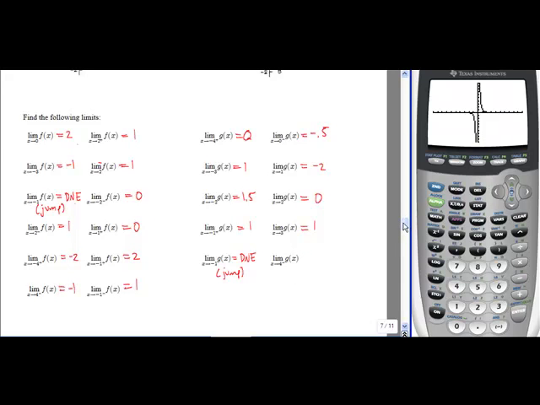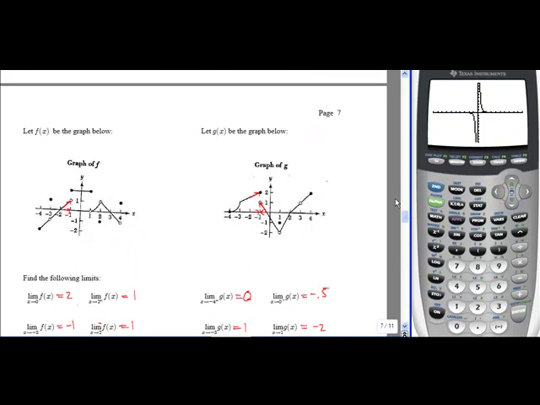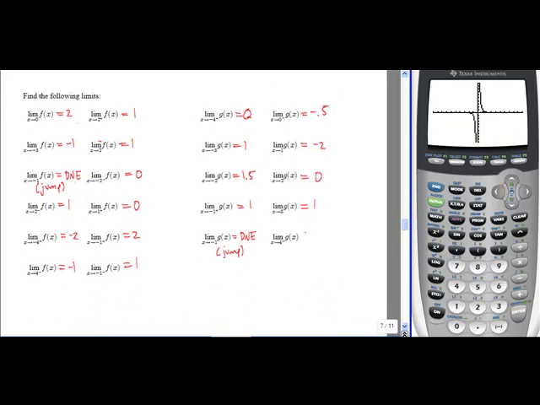Finally, the limit as x approaches 4 from the left-hand side. So 4 from the left-hand side, we'll be coming in this way for your x's, which correspond to these y's driving up towards that black dot, and that black dot is at a height of 2. So my limit will be 2.